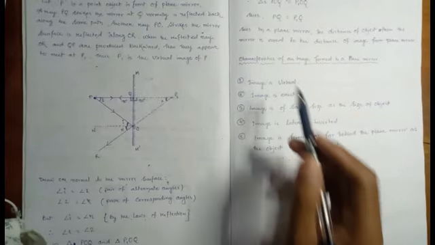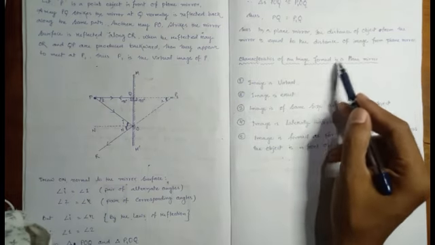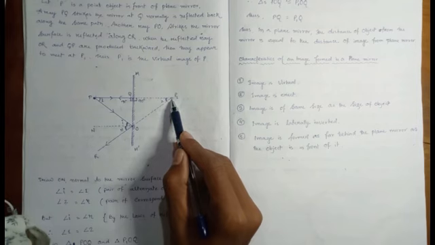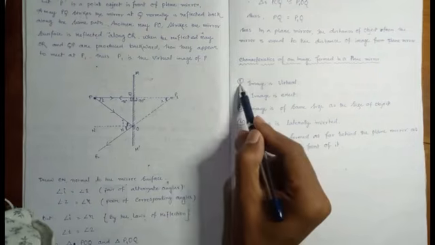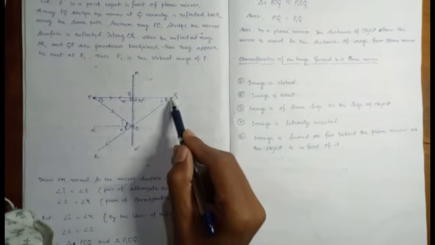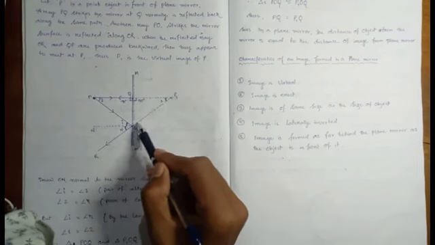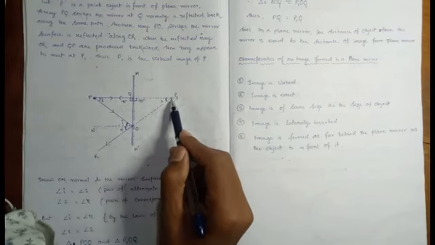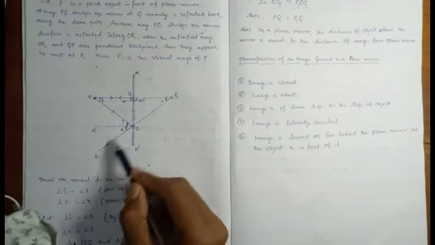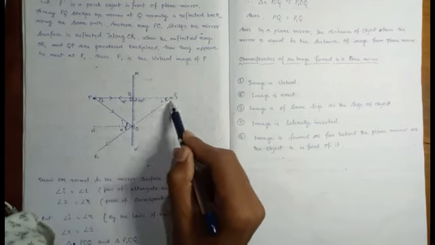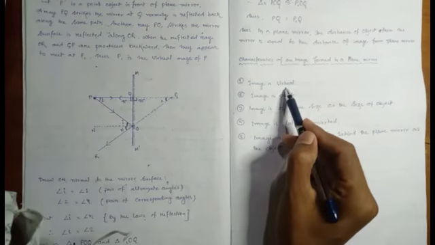Clear? Now the characteristics of an image formed in a plane mirror. You see here P1 is called the virtual image of the object P. So what are the characteristics of the image? Number one, the image is virtual. Why is it virtual? Because these dashed lines appear to meet if they are drawn in the backward direction. But actually the reflected rays, that is QP and OR, do not intersect. They appear to intersect only if they are drawn in the backward direction. That's why the image is called virtual.